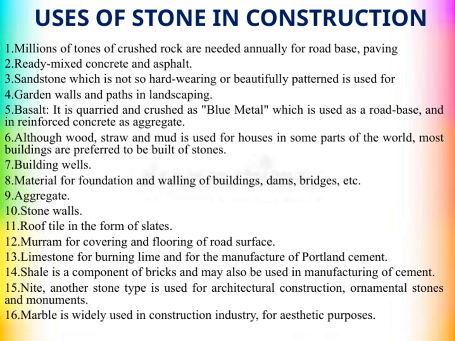Roof tiles, especially in the form of slates, are made from specific types of stone, offering durability and a distinctive look. Muram, a type of soil-containing laterite, is often used for covering and flooring roads, providing a solid surface for transportation. Limestone plays a key role in manufacturing lime and Portland cement, which are essential for construction. Shale, another type of stone, is used in brick making and in cement production, further highlighting stone's versatility.